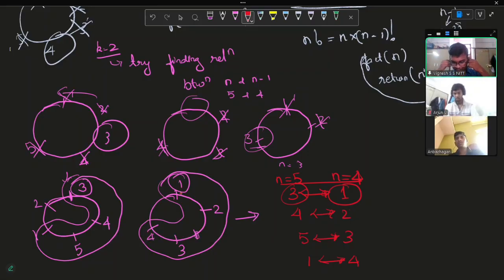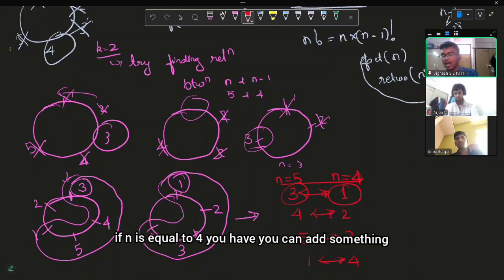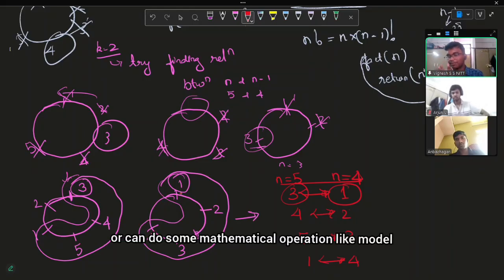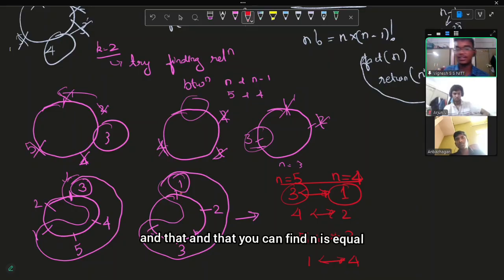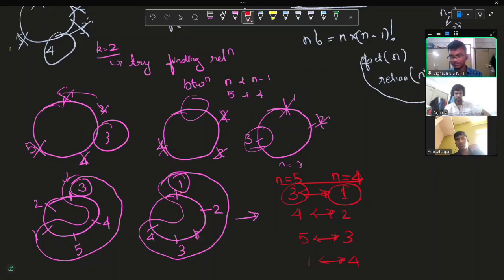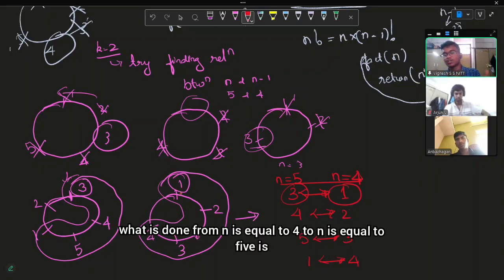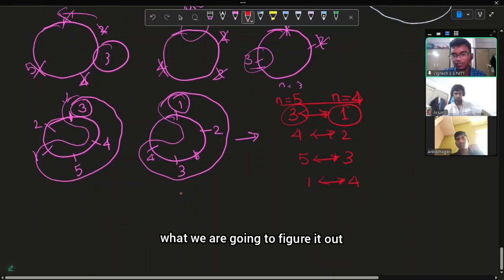So I will repeat the same thing for Anbazhagan. From this, what you can find is if n is equal to 4 you can do some mathematical operation like modulo or something and can find the solution for 5. You have 1, 2, 3, 4 in n is equal to 4. And from that, you can make plus 2, plus 2, plus 2 and we'll get the same sequence in a different way. And there you can find n is equal to 5. From n is equal to 5, you can find n is equal to 6, and there you have a different thing. So we have to figure out that thing. What is done from n is equal to 4 to n is equal to 5 is what we are going to figure out.